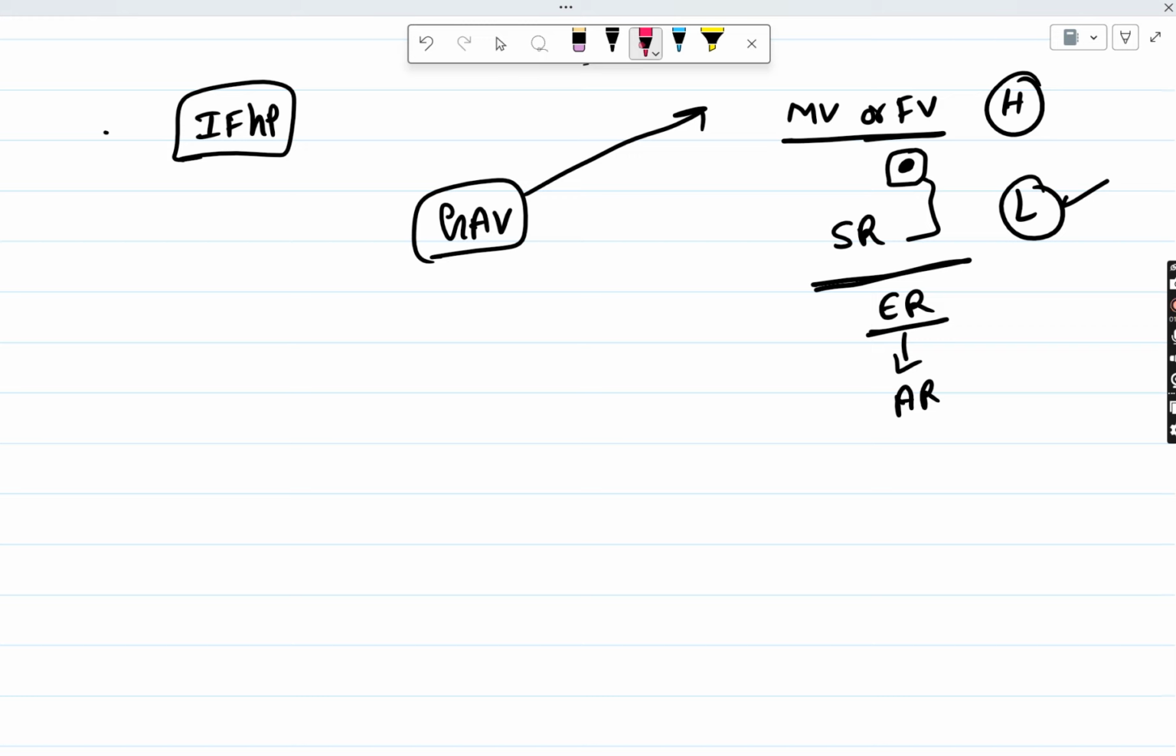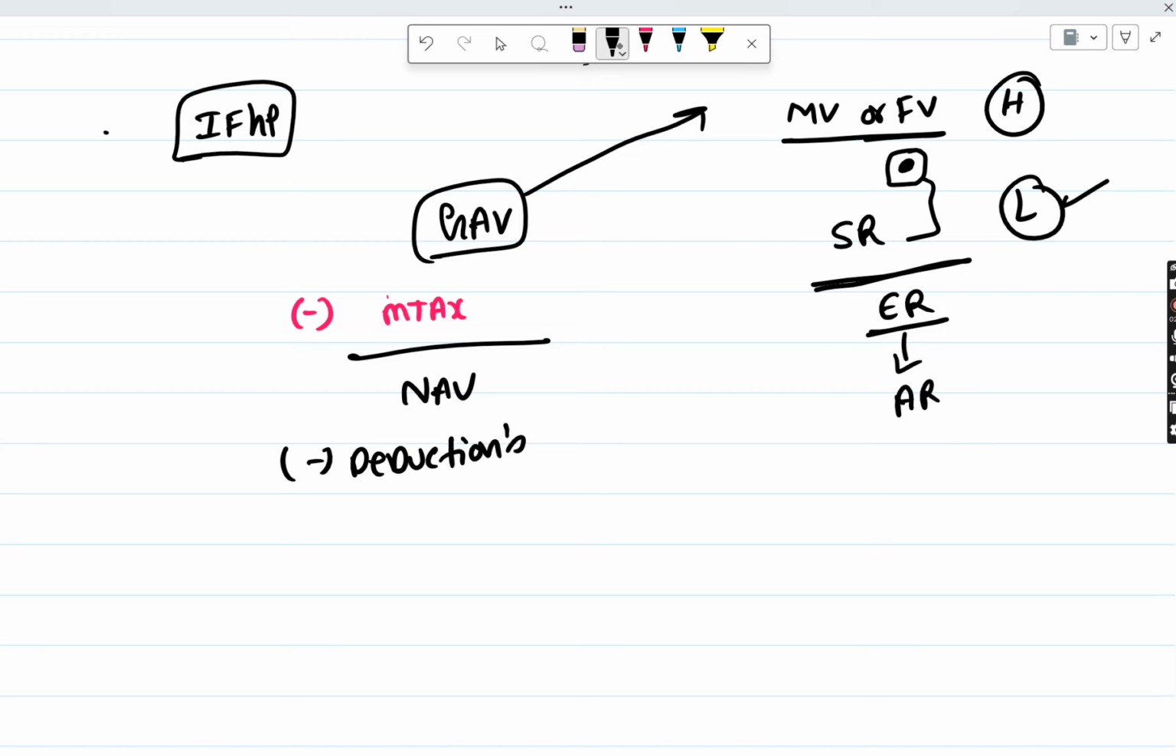Yes, sir. Now, from GAV, what do we do? We will deduct the municipal taxes. Now, for self-occupied property, do we deduct any municipal taxes? No, sir. Okay. Then you will get NAV. From NAV, what are we going to do? We are going to do some deductions under section 24. Very good.